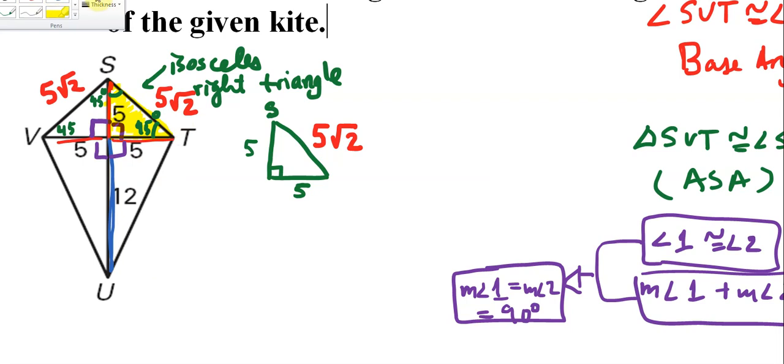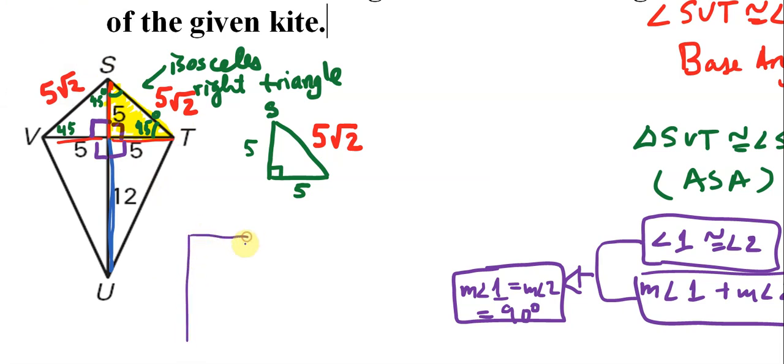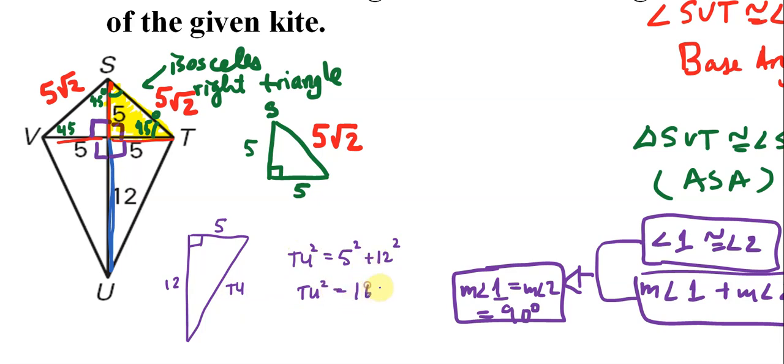Then now let us turn our attention to this triangle here, the bigger right triangle down here. We could figure out some information about this. If this length is 5 and this length is 12, then we can use the Pythagorean Theorem. So we will call this TU. TU squared is equal to 5 squared plus 12 squared. All that comes out to be 169. So TU is equal to the square root of 169, or 13. Okay, so this length here is 13, and this length here is 13.